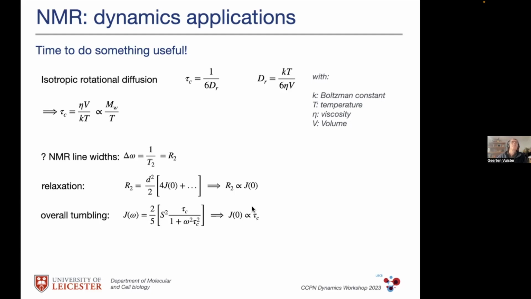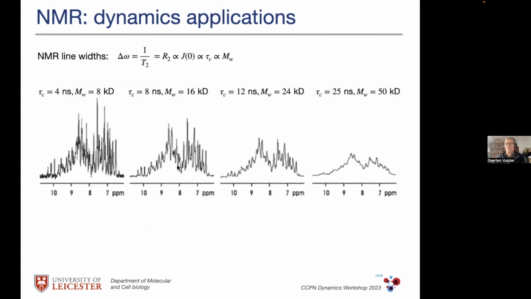And there's also something which is called the Einstein's diffusion constant, which is listed over here, which tells us that tau c is proportional to the inverse of the diffusion constant. And if we fill that in a little bit, it turns out that tau c is proportional to the molecular weight. So we would expect that our line width is proportional to R2, proportional to J0, proportional to tau c, proportional to the molecular weight. And does that work? Yes, that works very much indeed.